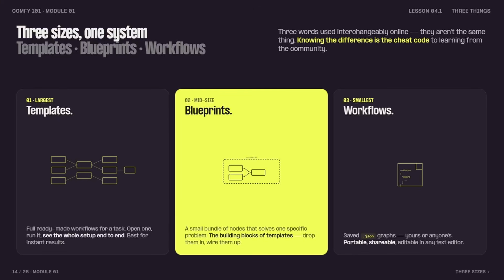You just open it, you run it, and you see the whole workflow end to end. So this is best for instant results. You can just search for a bunch of different already vetted, really nice, solid templates over on the side and treat them kind of like building blocks to make your own, really whatever you want. And then you've got a blueprint.